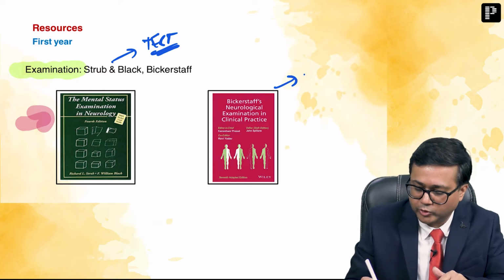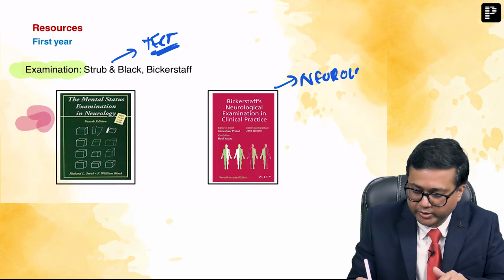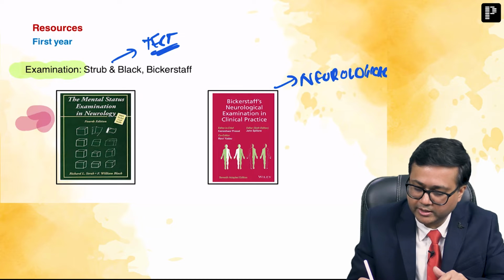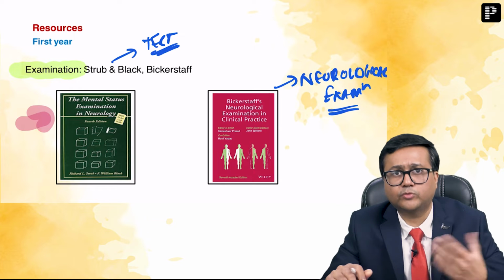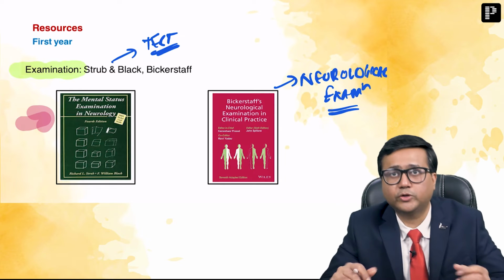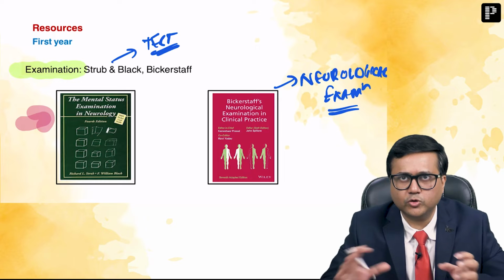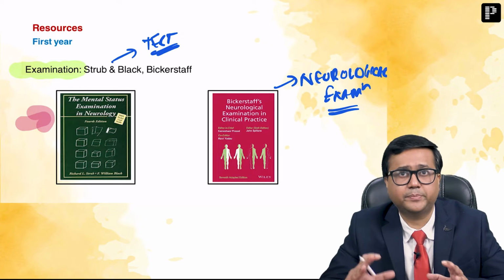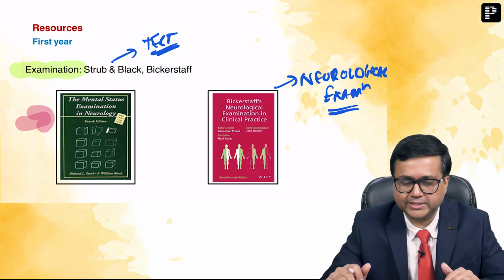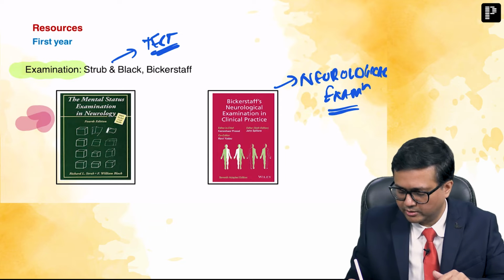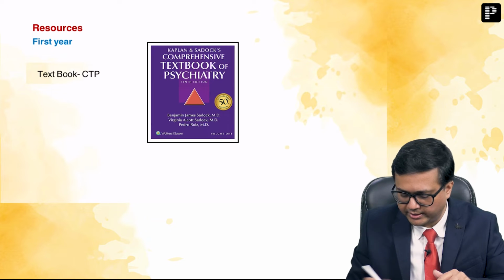And for neurological examination, again very important, especially for psychiatric patients, you can follow Bickerstaff. Now, of course, what is being followed in your institute, the proforma or the ways, that also is very important. So also try to see that and keep that in mind as well. So for examination, these are some good resources. Now let's come back to the textbook.